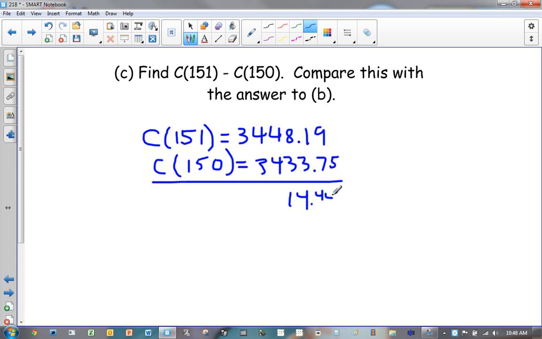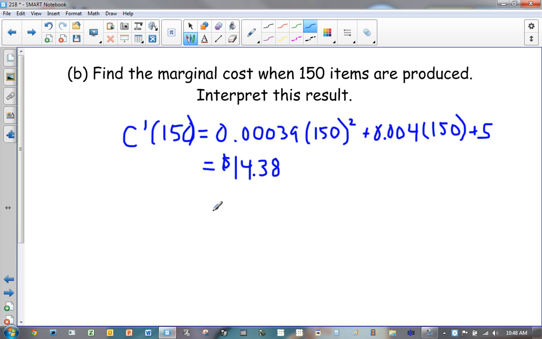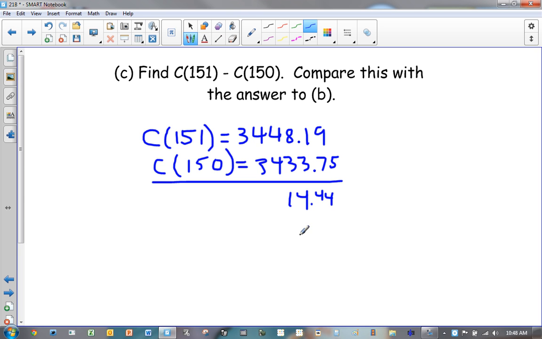And so the difference between those is going to be $14.44. Okay? And if I compare that with what I got in answer B, like I'm asked to, remember in answer B I got 14.38, here I get 14.44. Basically, it's saying that C prime of 150 is a good estimate.